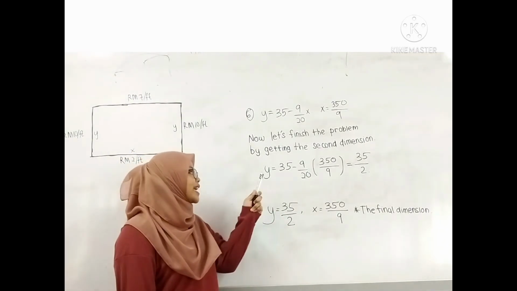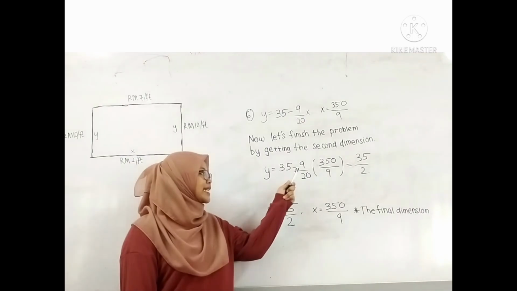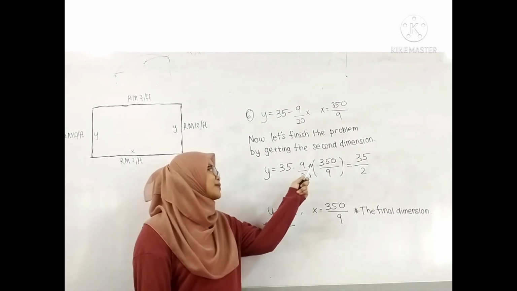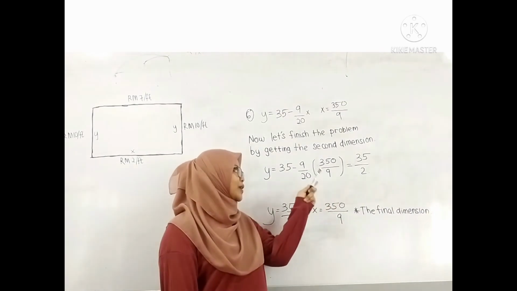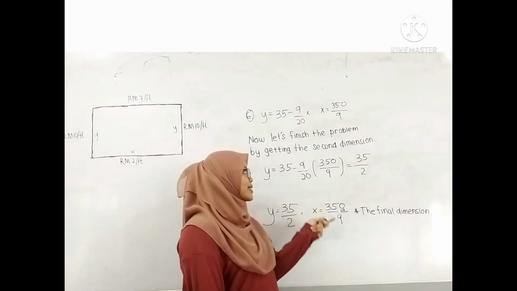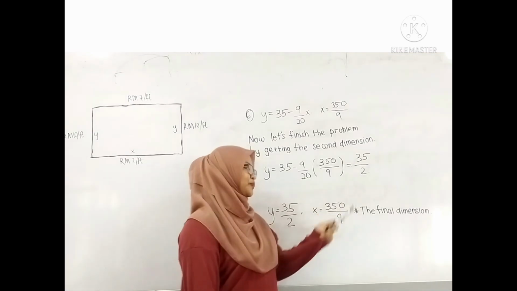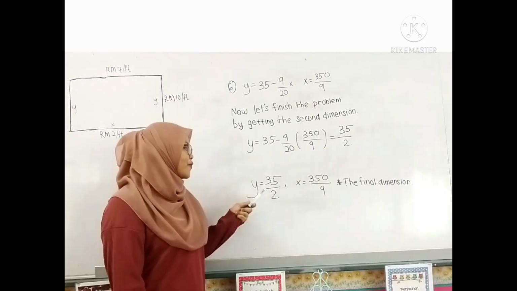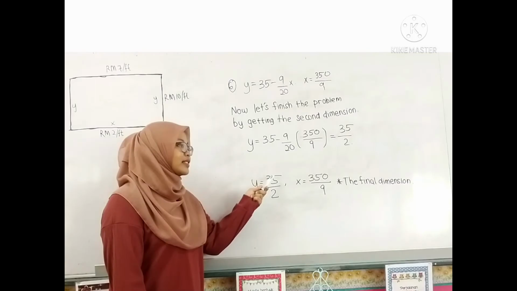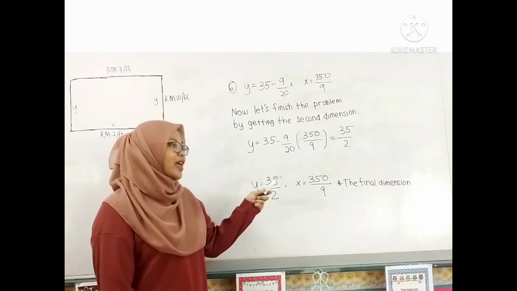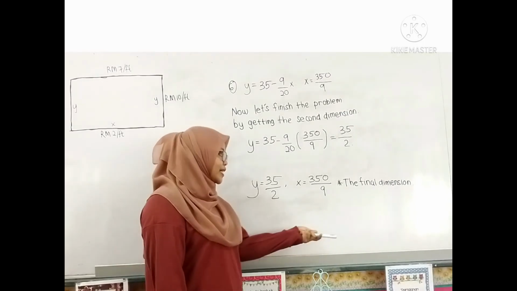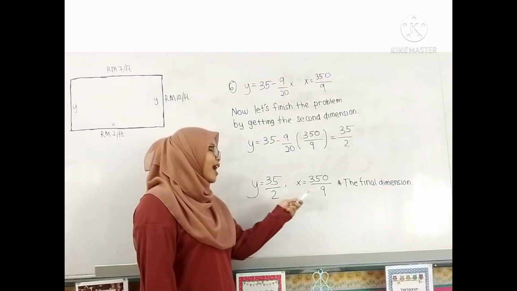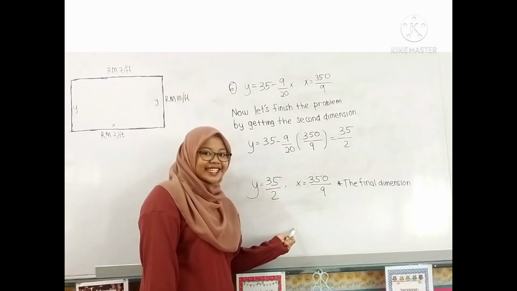So y equals 35 minus 9 over 20 times 350 over 9, and we get the answer 35 over 2. So from the equation, we find y is 35 over 2, x is 350 over 9. So y and x are the final dimensions.